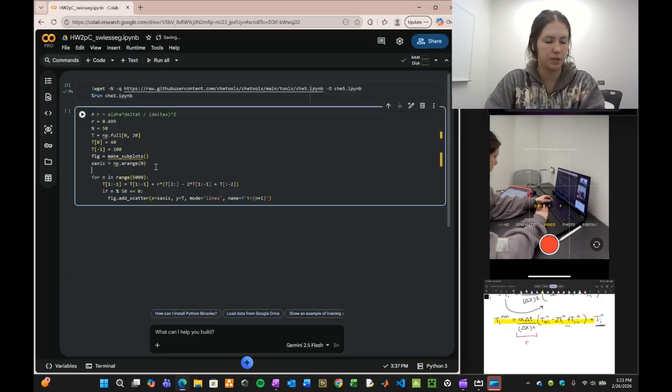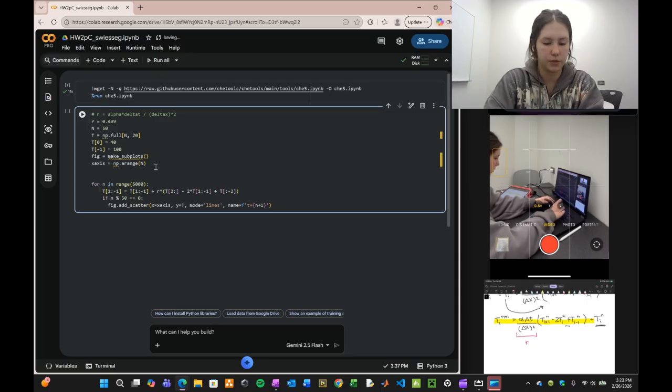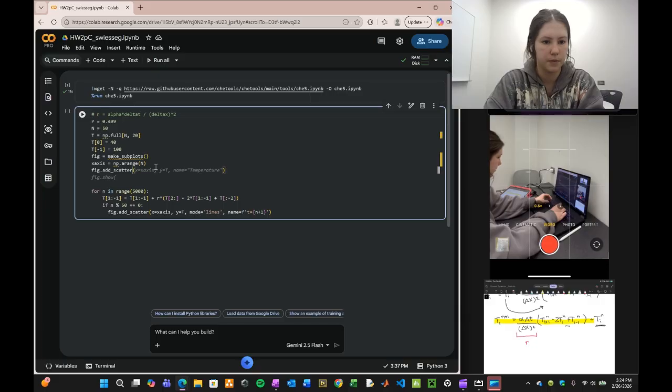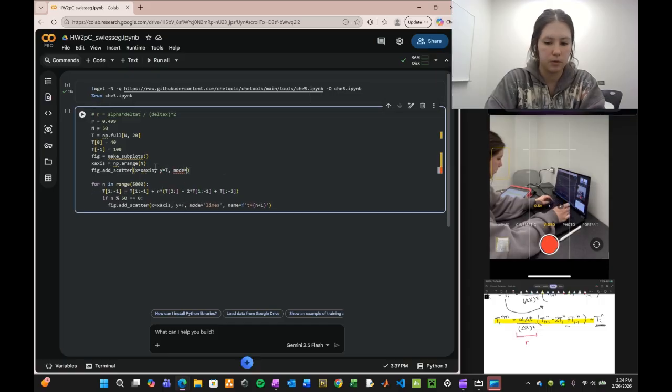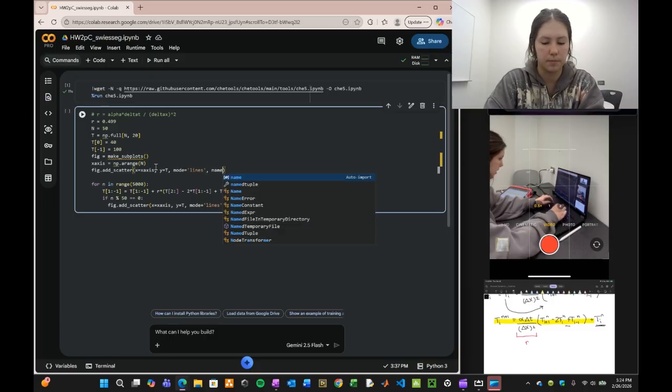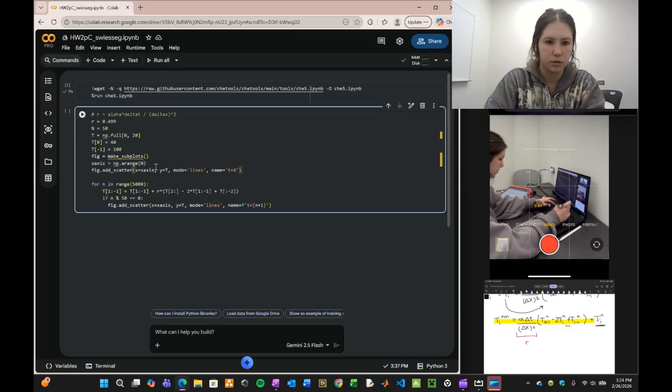And then I'm going to add another one just for our 0 time. Fig dot add scatter. It's going to be pretty much the same except for the name. So x equals x-axis, y equals t, mode equals lines, and then name t equals 0.